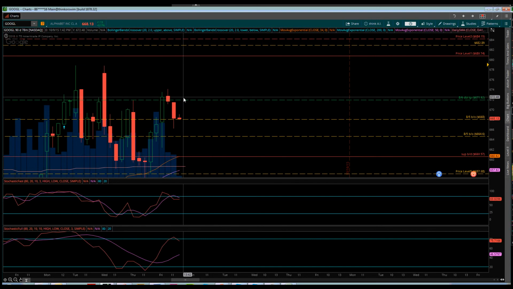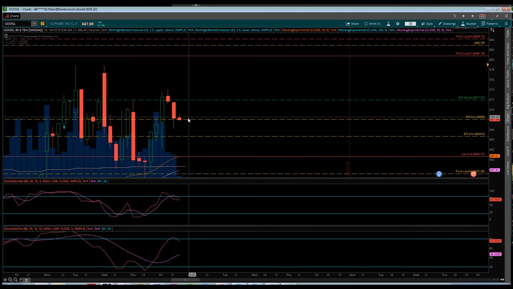Now you can see that once we broke down below that 670.192, we came back to test the 668 support. We dipped below, and now it's teetering on the edge there, and so the question is, are we going to break below 668 support and come back down to the 665 area? We don't know. These are the things that make this a little bit difficult, not always knowing the direction, but when you have an edge in understanding the price levels you're looking for, it does make things a little bit easier in regards to where you're entering, exiting, where you're placing your stops, etc.